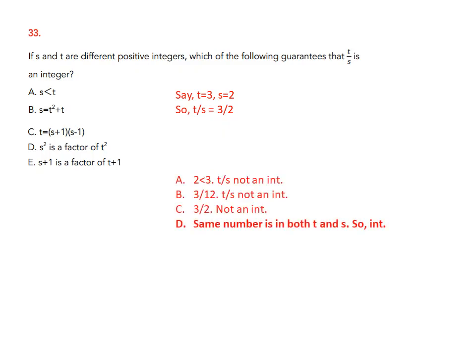So for option A, s is less than t. So 2 is less than 3. But is t by s an integer? No, it's not. In this way, test all the options. And in case of option D, we'll get that it is the right option to choose. How? Because s square is a factor of t square. So same number is in both t and s. Therefore, we'll get an integer only in option D.